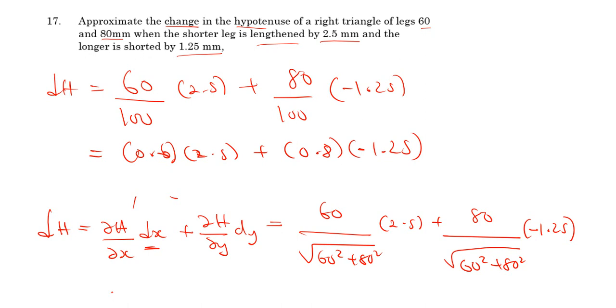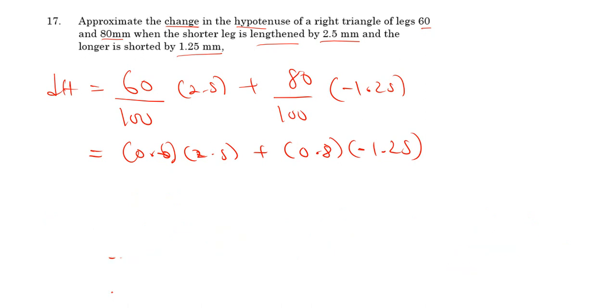The next is plug and chug. Just have your calculator with you, and this is going to be easy. For the first one, 0.6 multiplied by 2.5 gives you 1.5. The other one, 0.8 multiplied by negative 1.25, gives you negative 1. So subtracting the two, the change in the hypotenuse of this right angle triangle is just going to be 0.5 millimeters.